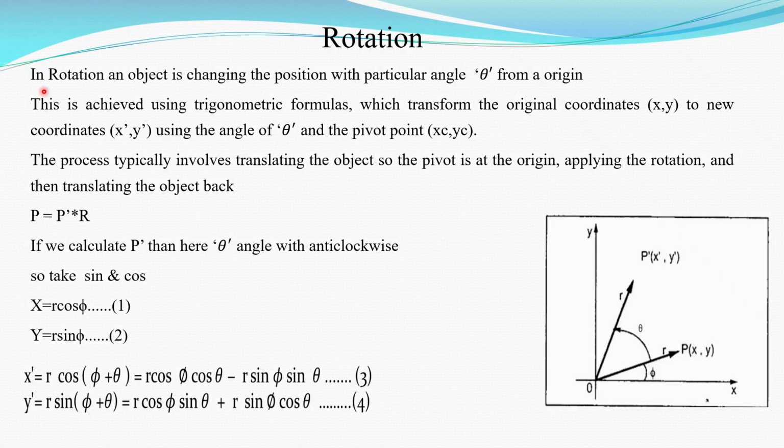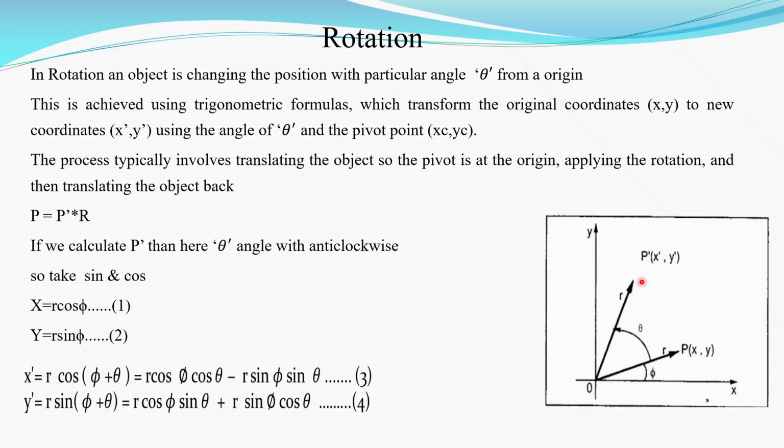Okay, so in rotation an object is changed in position by a particular angle. The angle is denoted by theta from the origin O. So here we want to place P, the original one, or you can say a pixel, by moving it anti-clockwise. For this reason we have to give a theta and a phi. The original P has xy coordinates.